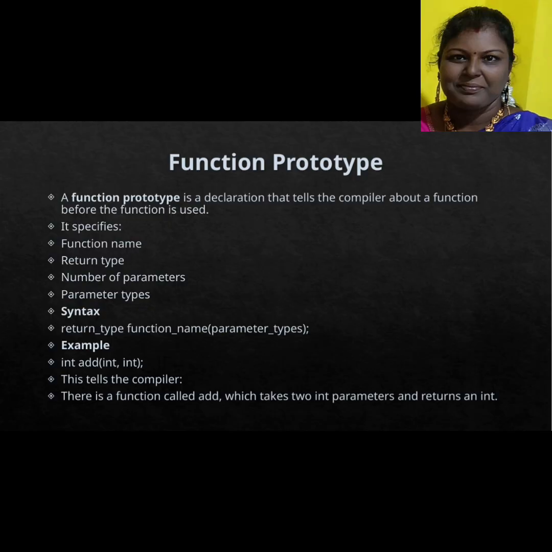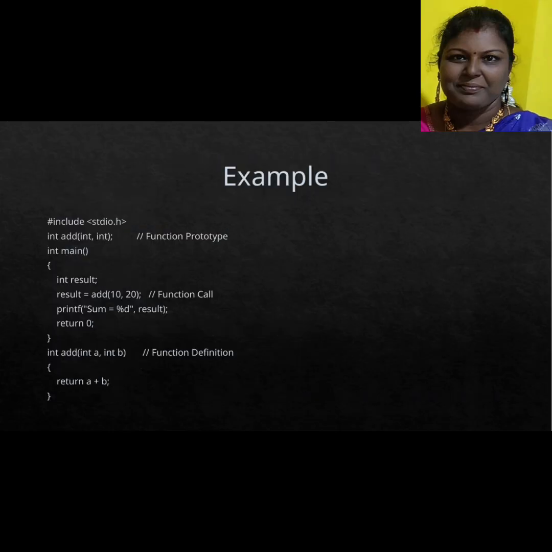Here's a simple example of a C program that adds 2 numbers using a function. First, we declare the function prototype. That's just a promise to the compiler about the function's name and parameters. Then in main, we call this function with 2 values, 10 and 20, and store the result. Finally, we print the sum. The function itself is defined after main, where it takes 2 integers and returns their sum. It's a clear way to separate logic and keep code organized.